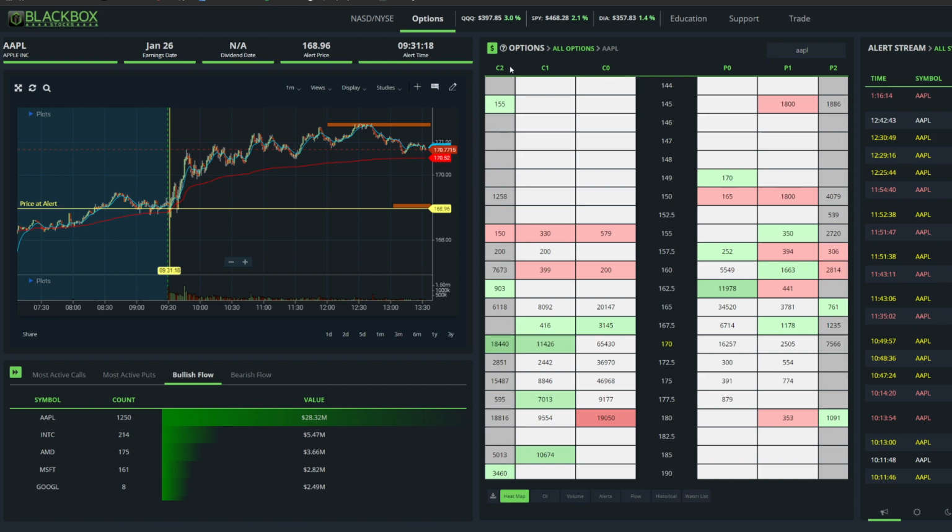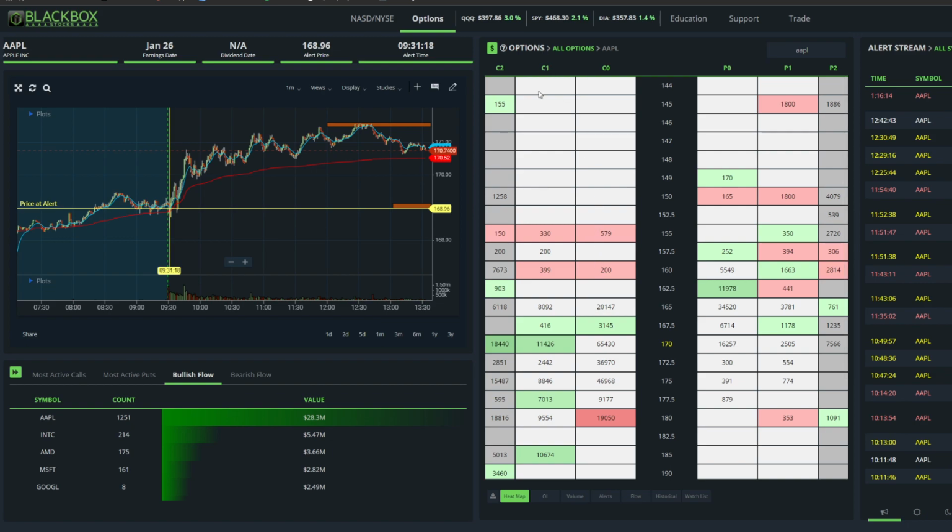Now, the left side is calls, like I said. The right side is puts. When you see C0, this cell here and down, it means that these are strikes and options that are expiring within the week. So anything you see here is expiring probably December 10th.